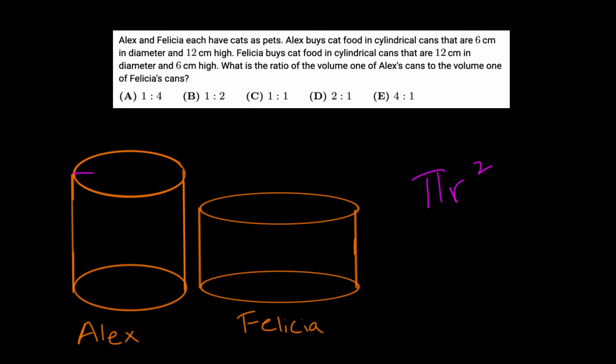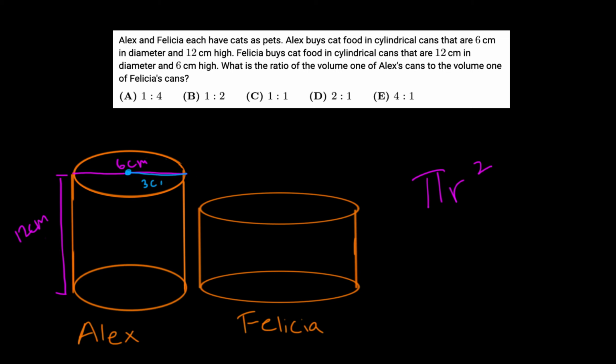So first off, it tells us that it's 6 centimeters, not 6 meters, 6 centimeters, and its height is 12 centimeters. So if we know its diameter, we know that a circle's radius is half its diameter. So the radius is half the diameter, which means it would be 3 centimeters.